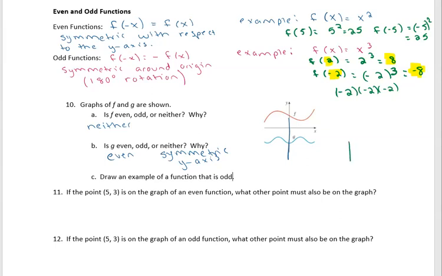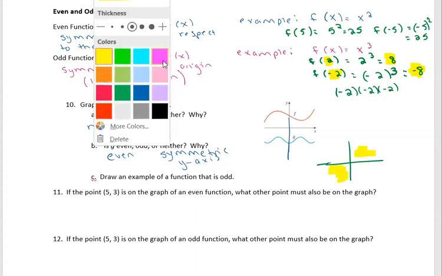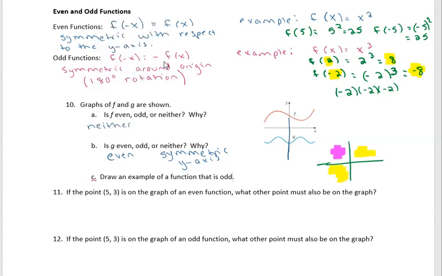Well, I'll draw a quick axis right here. And if it's symmetric with respect to the origin, then what we have in this quadrant needs to match what we have in this quadrant. And similarly, what we have in this quadrant needs to match this quadrant. So let's see what we can draw here.